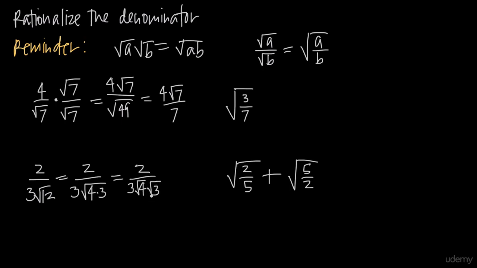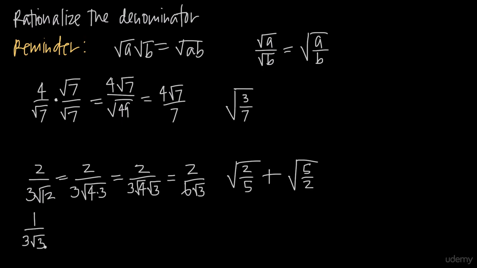We still haven't changed our fraction at all, we're just rewriting it in different ways. Now we know that the square root of 4 is 2, so this is going to become 2 times 3, or 6. So what we'll get then is 2 over 6 square root of 3. And now we can simplify 2 over 6 by dividing both of these by 2. 2 divided by 2 is 1. 6 divided by 2 is 3, so we get 1 over 3 square root of 3.